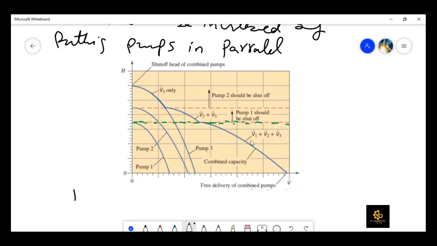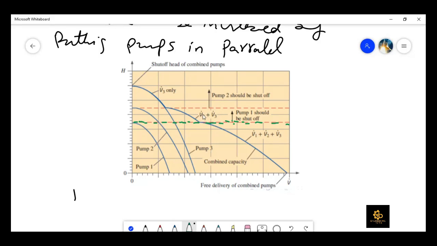So it means that the volume flow rate coming out of that piping system would be something like V1 plus V2 plus V3 dot. The dot is just for the combined capacity of that pumping system. But if the net head becomes higher than this green line, then pump one should be cut off, and the capacity of that pump reduced to this V2 plus V3, right?